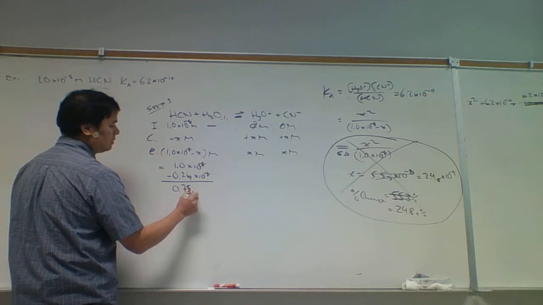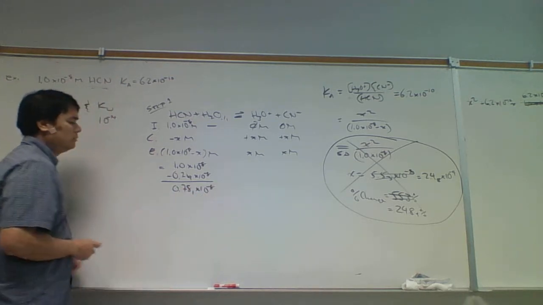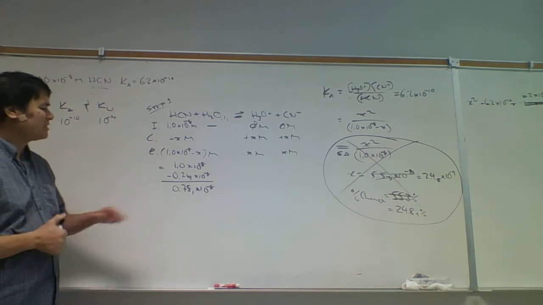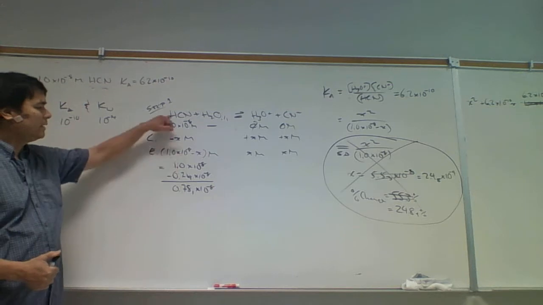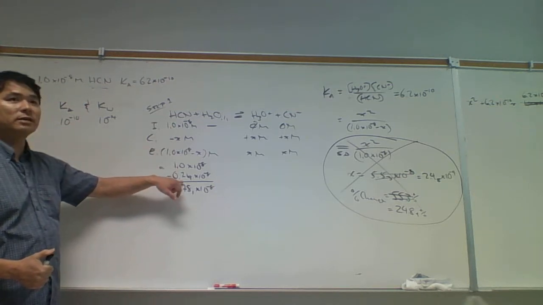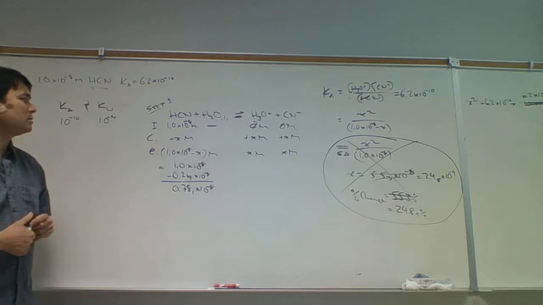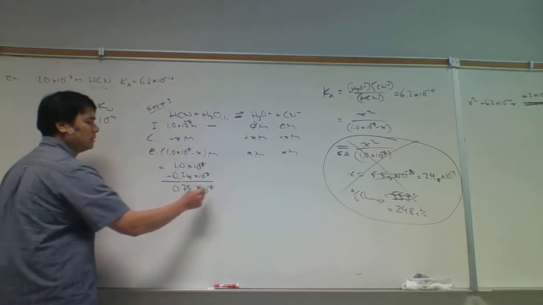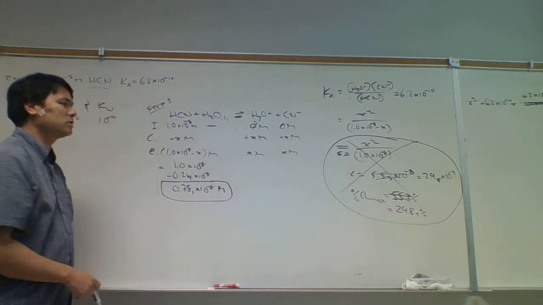0.781 times 10 to the minus 8. And so it looks like I have about 78% remaining and about 22% hydrolyzing. So 22% of the HCN molecules have reacted in this case. So that's the percent change of the percent reaction.